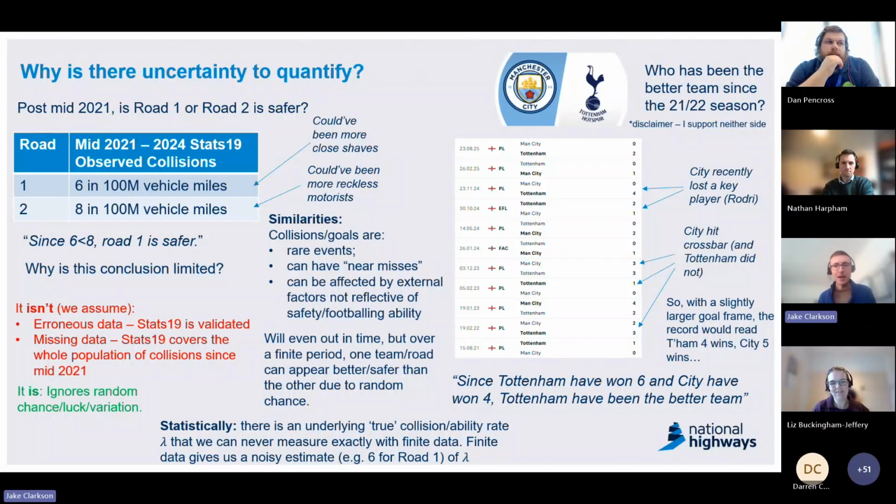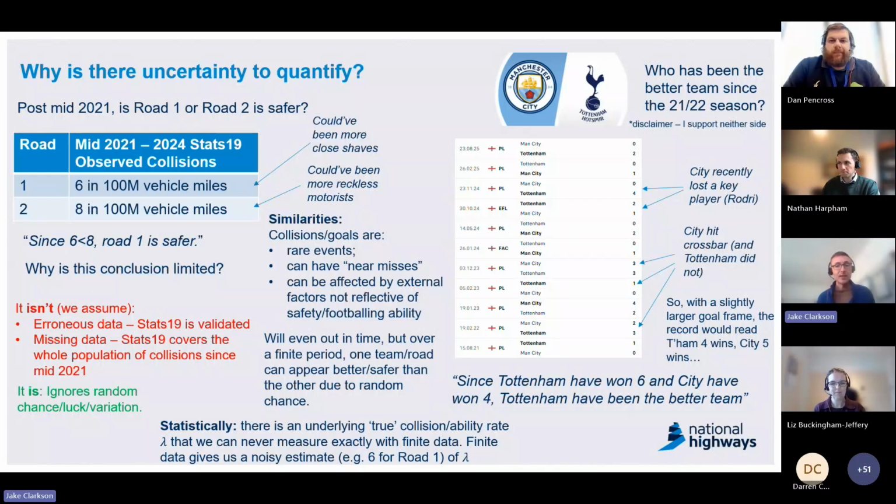So yeah, Liz was talking about comparing collision rates from year to year and statistical methods to do that. But first, you might be wondering, why do we need statistical methods to compare collision rates? Why can't we just look at which rate is higher? To demonstrate why that's a bit limited, I'm going to run through an example where we want to compare the safety of two roads.